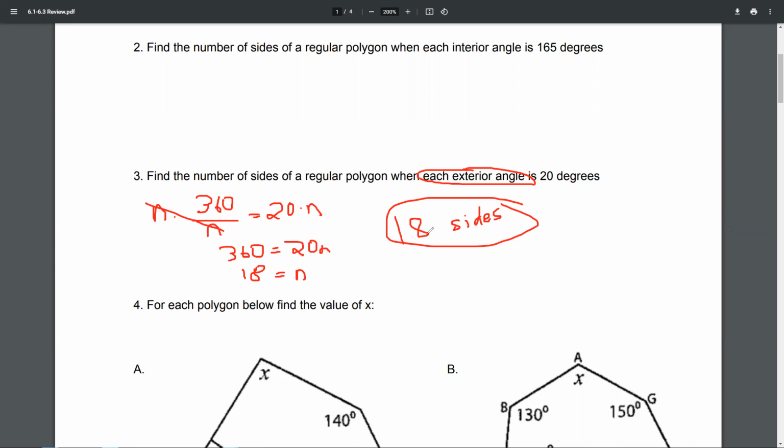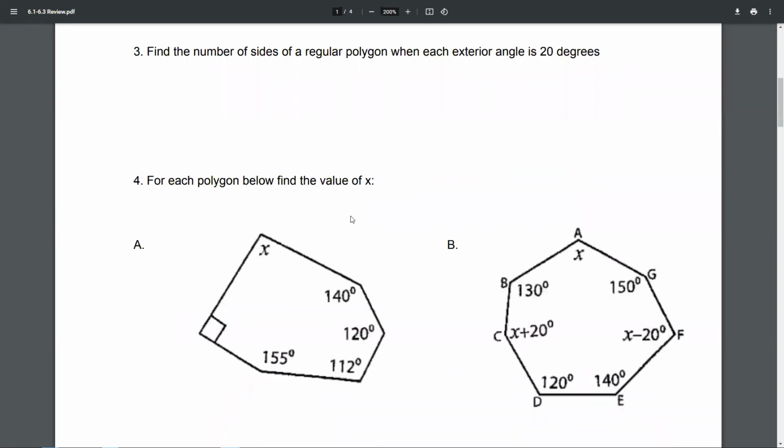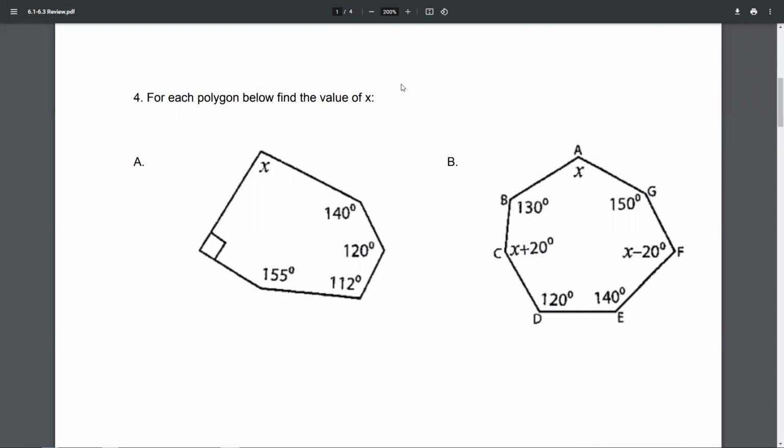All right, so for each of those, you're solving for n, and the last one's 18. All right, number 4, A and B. So the first thing we gotta do is we need to use our chart to figure out how much the interior angles add up to. So this one has 1, 2, 3, 4, 5, 6 sides. So if you look at your chart, it's going to add up to 720. If you don't have your chart, you got to do 180 times n minus 2. So 180 times 6 minus 2. That's 180 times 4, which gives us 720.